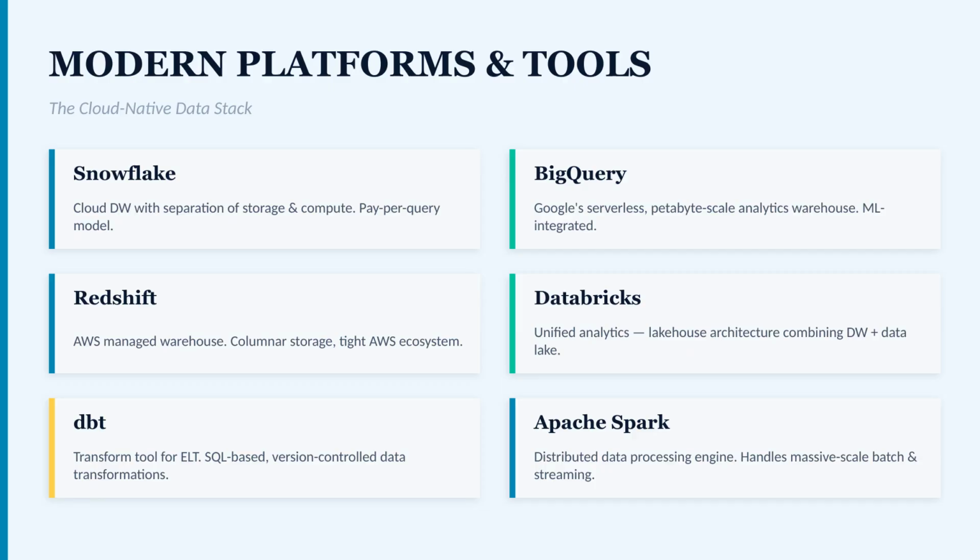The cloud-native data stack. Snowflake separates storage and compute. Pay per query. BigQuery is Google's serverless petabyte-scale warehouse. ML integrated. Redshift is AWS managed. Columnar storage. Databricks unifies the data lake and warehouse into a lakehouse. dbt is the transform tool for ELT, SQL-based, version-controlled. And Apache Spark handles massive scale, batch, and streaming.